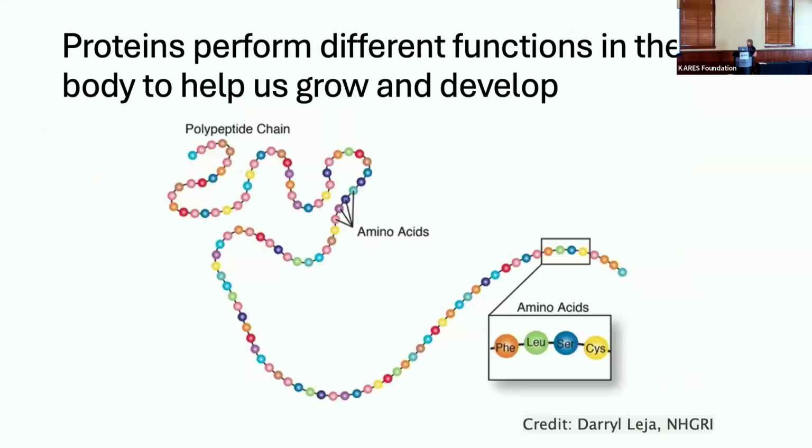So again, the food is what we call the proteins, and proteins perform different functions in the body to specify how we grow and develop. So proteins are composed of amino acids, and they're linked together in a chain, and they have different amino acids. So for example, in genetics, we know that Phe means phenylalanine, Leu means leucine, serine, cysteine, and that sequence makes up the protein and specifies how it does its work.